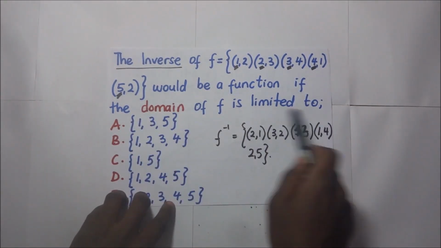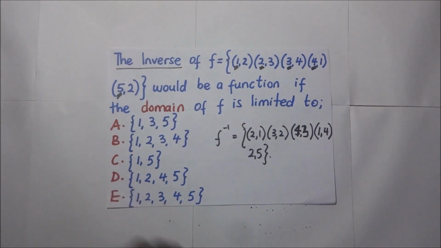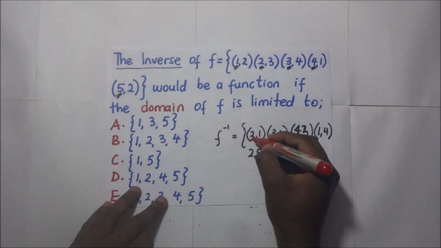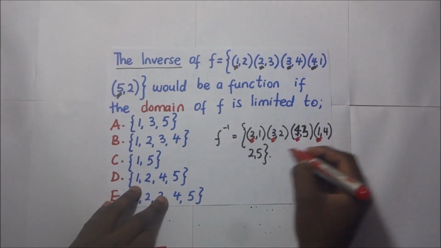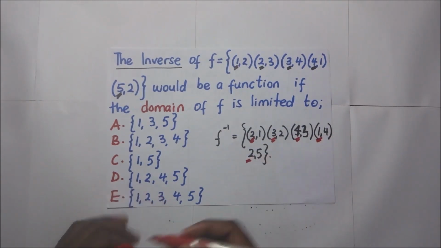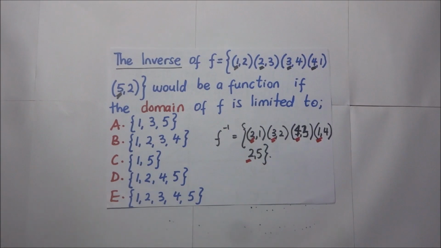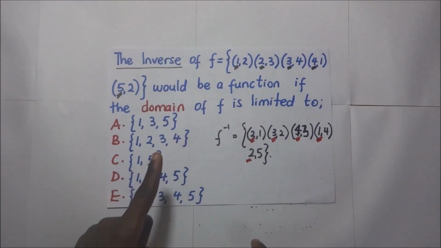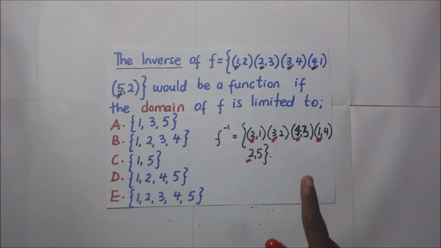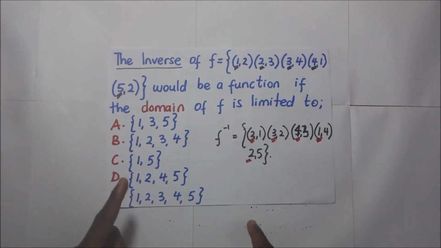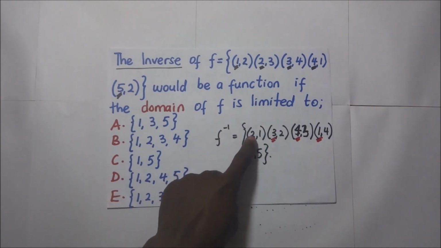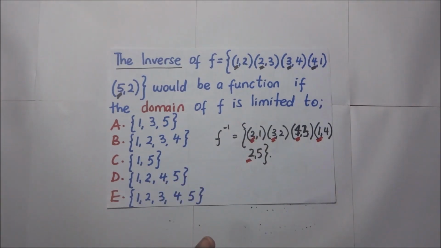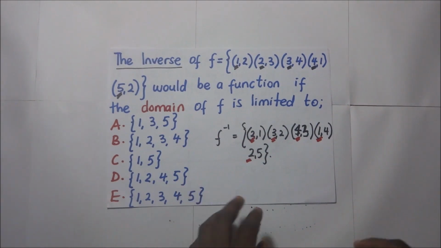Now let's look at the domain of this inverse. We have 2, 3, 4, 1, then we have 2 again. Now what do we know about a function? We know that a function is supposed to have one input corresponding to one exact output. If a certain input has more than one output, then it's not a function, it's just a relation.